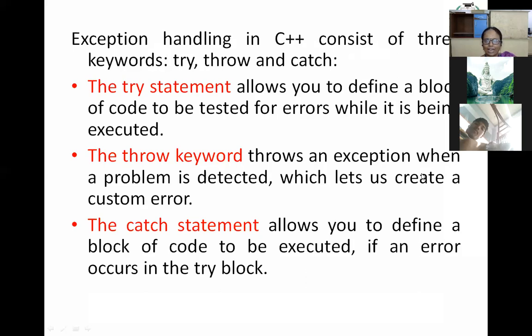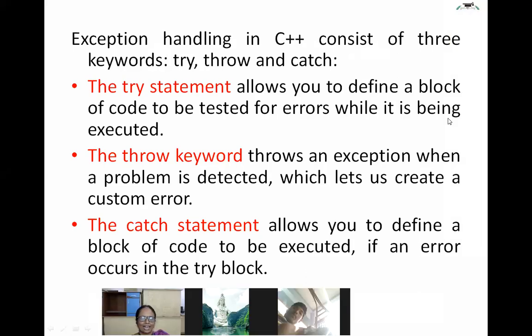Okay. So you all understand what is the purpose of try. The try statement allows you to define a block of code to be tested for errors while it is being executed. If I have any coding error, I can test the code in the try block. Then throw. Throw means the exception: when the problem is detected, it will create the custom error. Okay. So it will go to the catch statement, the block of code to be executed if an error occurs in the try block.